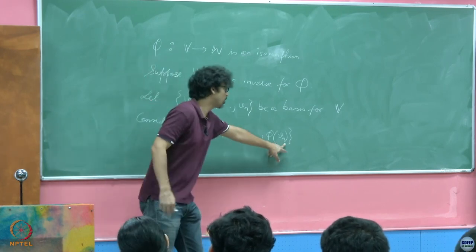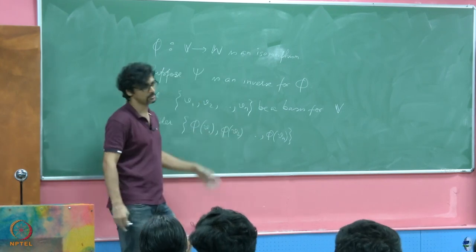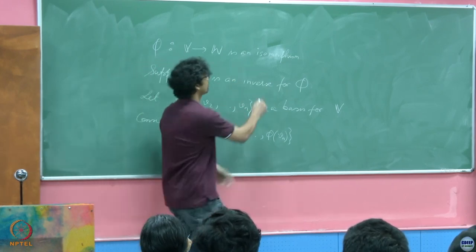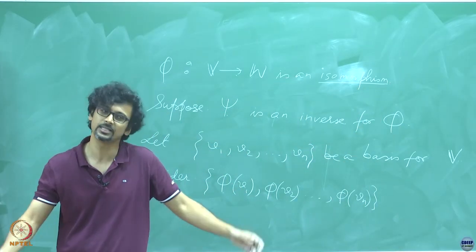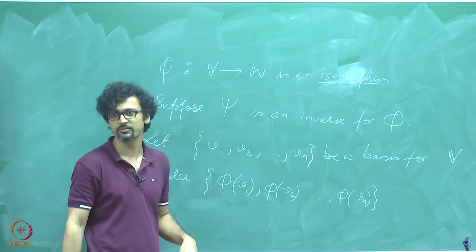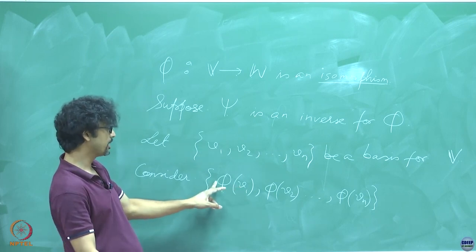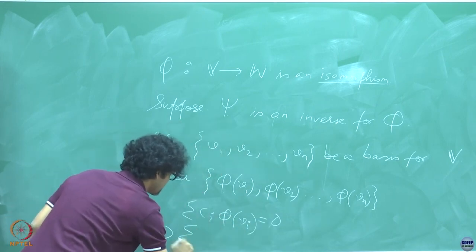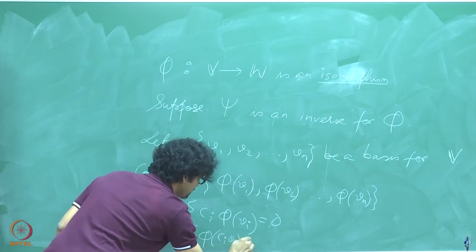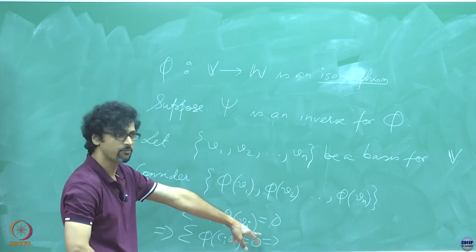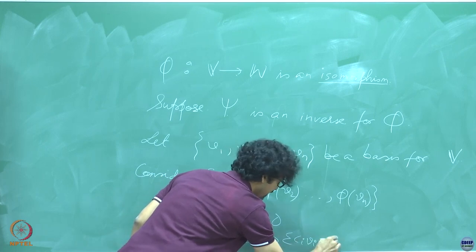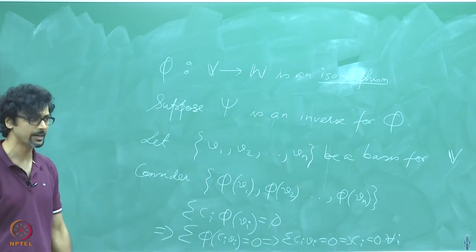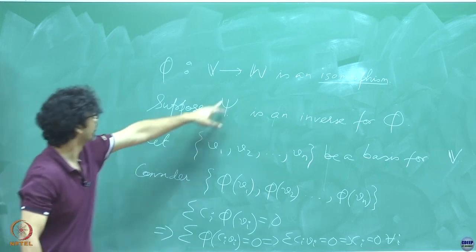I mean, if this is not linearly independent, then a non-trivial linear combination of these would be 0. But what do we know about phi? It's an isomorphism. It contains all those properties we have discussed so far. So it is definitely 1-to-1. If it is 1-to-1, then its kernel is just trivial. So summation ci phi vi equal to 0 is the same as summation phi of ci vi equal to 0, which, because of the 1-to-1 nature of phi, is summation ci vi equal to 0, which means ci is equal to 0 for all i. So this is also a linearly independent set contained inside W.